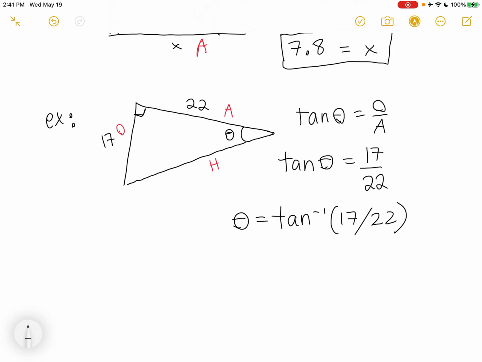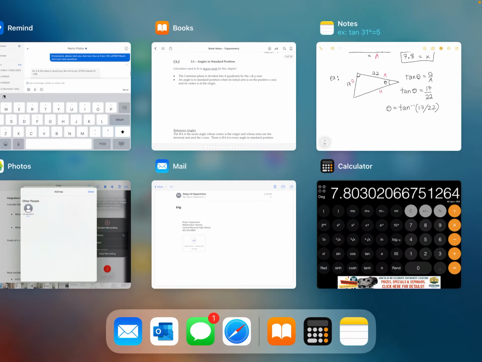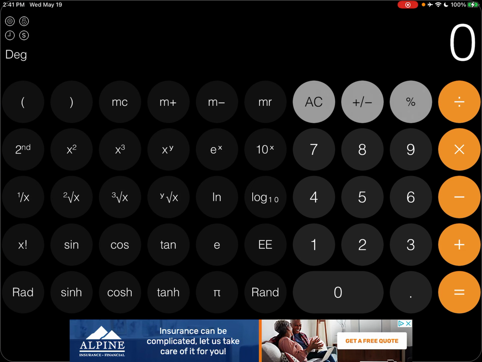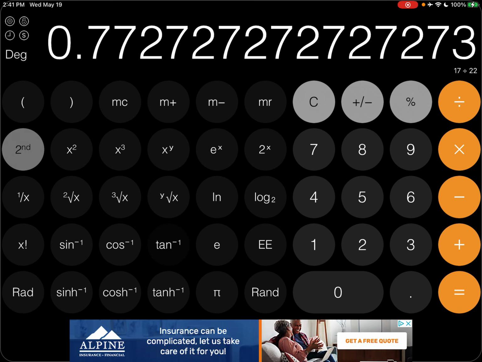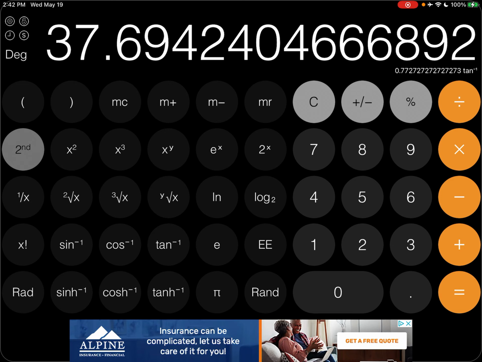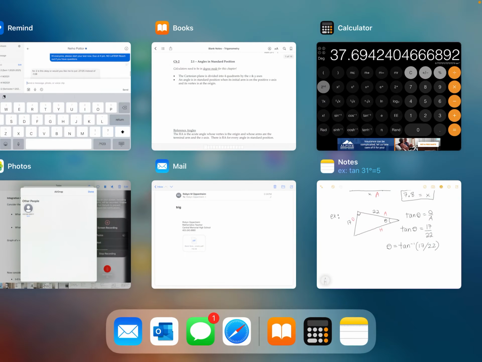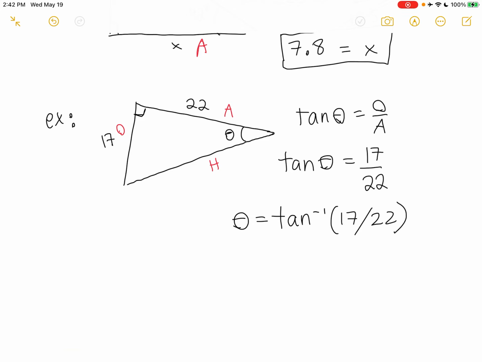Okay, so again, I don't like the iPad calculator because you do things in reverse. On your TI, this is exactly how you would enter it, or on your Casio, this is exactly how you would enter it. On these calculators, I think I have to hit 17 divided by 22 first, and then go second, tan inverse, and it gives me 37.7 degrees. Okay? So that is 37.7 degrees. Okay, so that's how you would find an angle using trig ratios.